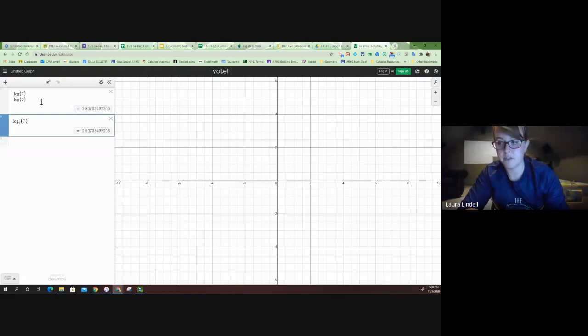But yeah, so that's change of base formula to help you approximate a logarithm where the value isn't a nice number. So any questions with change of base or with anything that we've done so far?